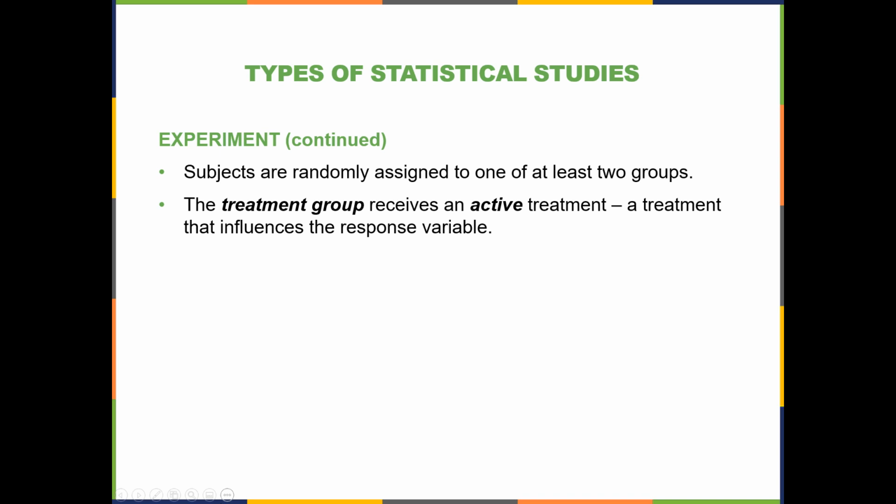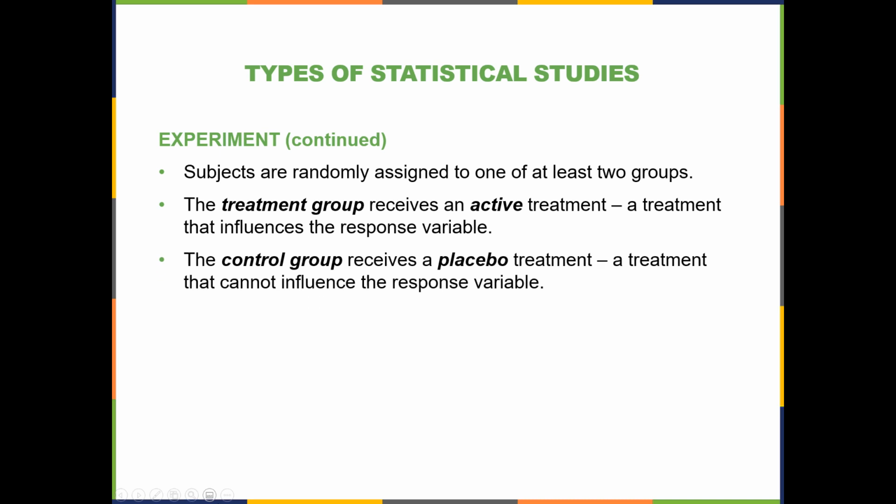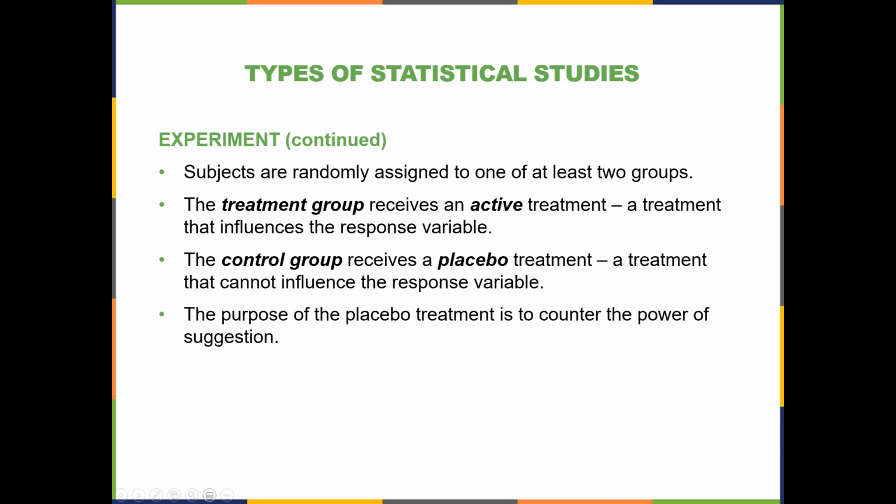The treatment group receives an active treatment, a treatment that influences the response variable. The control group receives a placebo treatment, a treatment that cannot influence the response variable. The purpose of the placebo treatment is to counter the power of suggestion.